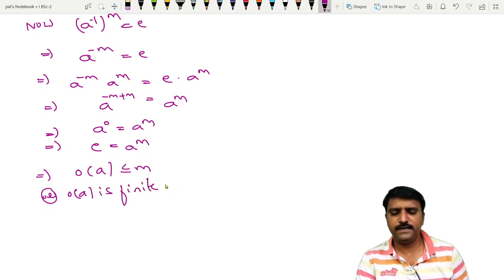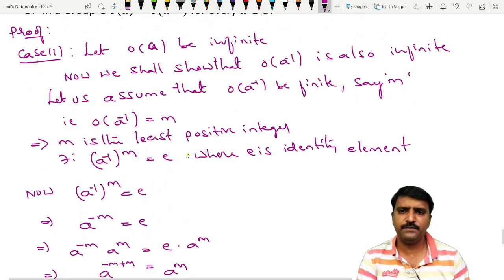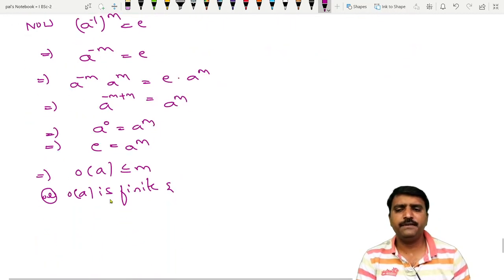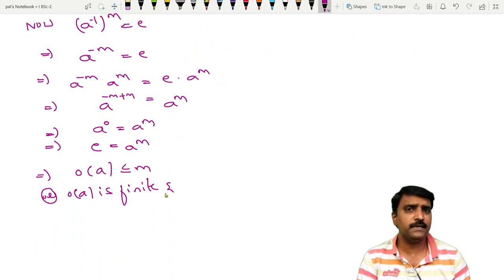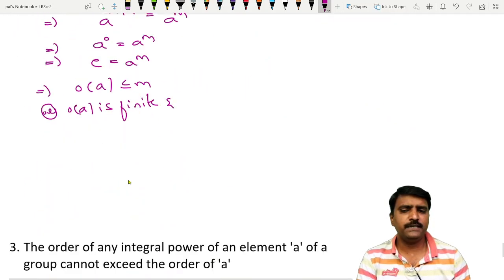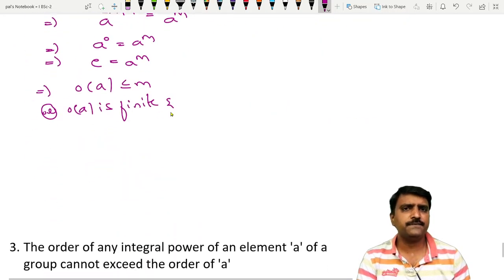Order of A is finite, and order of A is less than or equal to m. Actually, that is not the statement we considered initially. We took that order of A is infinite, but finally we get that order of A is finite. So why are we getting this wrong result? Actually, order of A is infinite, that is true, but here we get order of A is finite.